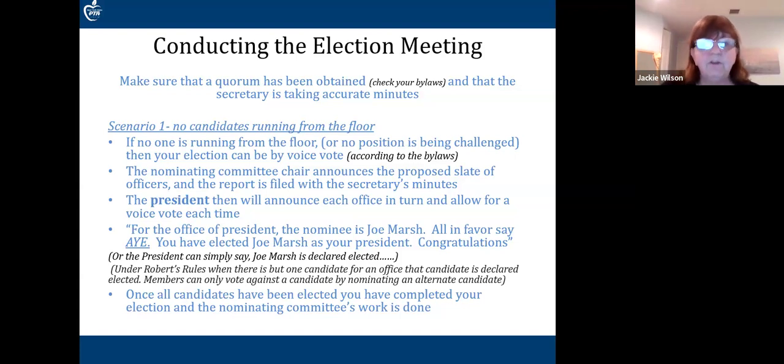So the president would state, for the office of president, the nominee is Joe Marsh. All in favor say aye. You have elected Joe Marsh as your president. Congratulations. Or the president can simply say, Joe Marsh is declared elected. Again, Robert's Rules: when there is but one candidate for an office, that candidate is declared elected. Members can only vote against a candidate by nominating an alternate candidate. So if there's one person, there are no votes. It is aye. Only one person has to say aye, and they are elected. Once all candidates have been elected, you've completed your work and the nominating committee's work is done.